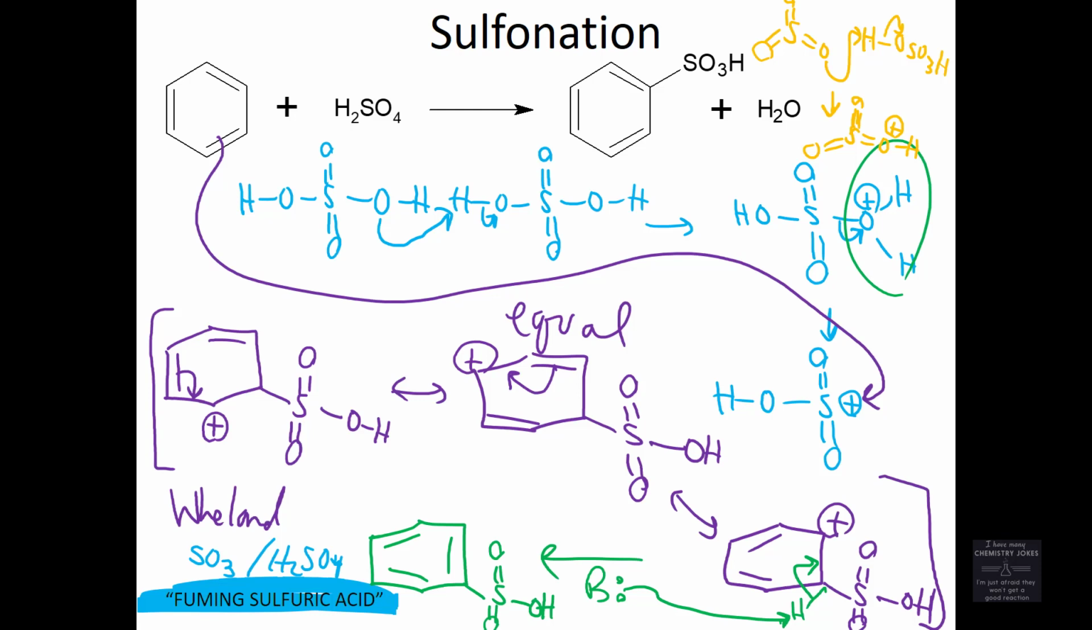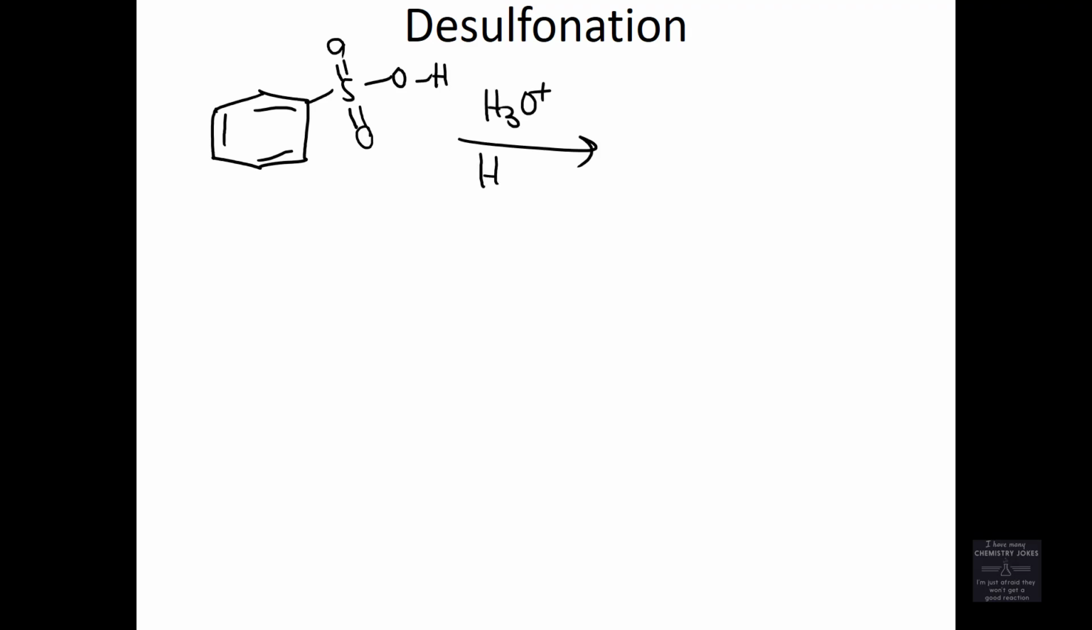The Big Five says you can put on a halogen, you can put on a nitro, you can put on a sulfonic acid. It does not say, but you can also take off a sulfonic acid. So let's draw a reaction of desulfonation, taking off a sulfonic acid. So you start with your SO3H on there, benzene sulfonic acid. You add acid, water, heat. Sometimes that's called superheated steam. Weird, I know.